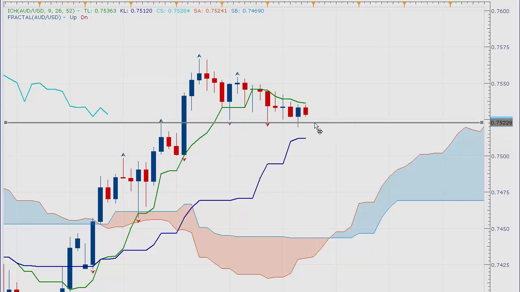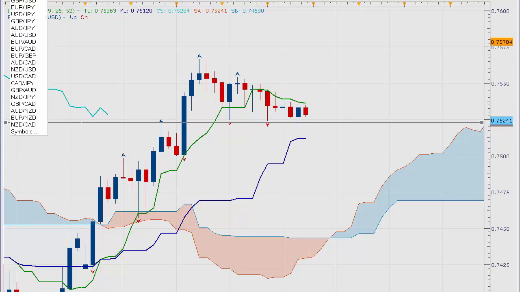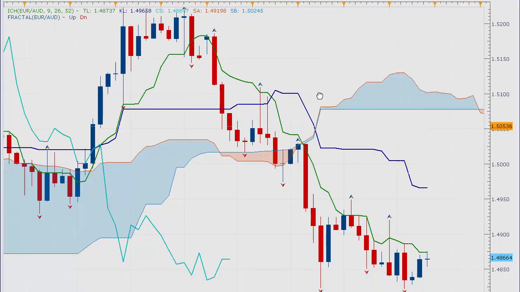And we've got these fractals here, these 2 low fractals there and a high there. So if we break that, I think it could go lower. But if we get a nice pin bar or something on this Kijun-sen, we could go to the upside. So Euro Aussie dollar.